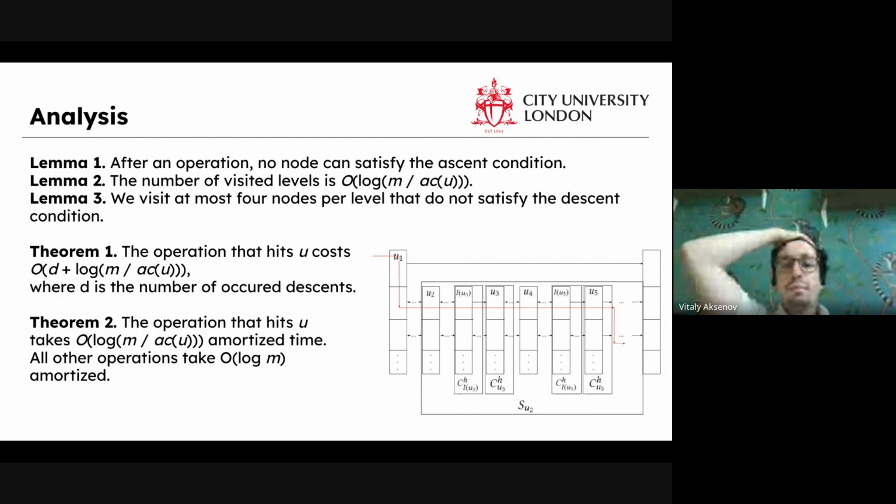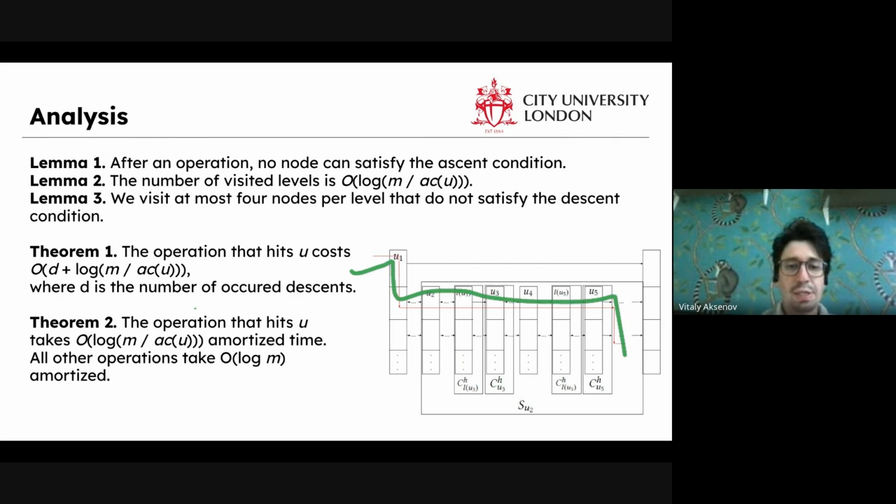And we can prove that we can amortize the descents that are going to be done on the way back, and prove that the operation is indeed what we require for the amortized time. So this means that our data structure is static optimal in an amortized sense.